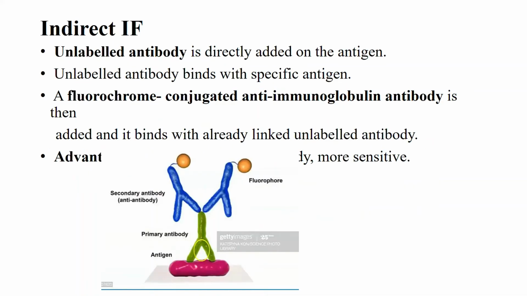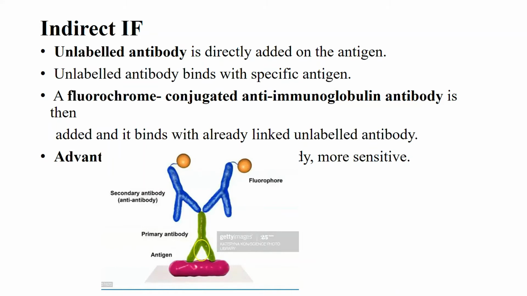In indirect immunofluorescence, we have unlabeled antibodies that we are going to apply on a tissue section. When the unlabeled antibodies are present, they will bind with the specific antigens. After that, we are going to add a fluorochrome-conjugated anti-immunoglobulin antibody. Because this fluorescent-labeled anti-immunoglobulin antibody is highly specific for unlabeled antibodies, it binds with the already linked unlabeled antibodies.